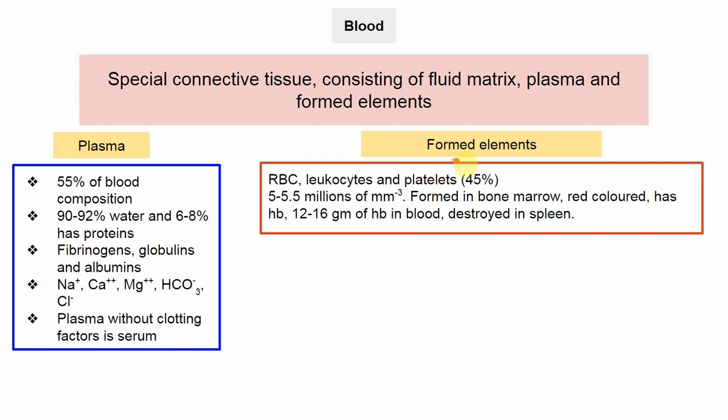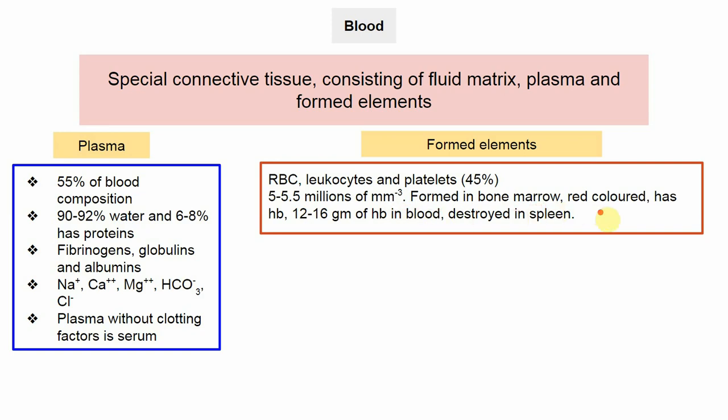So the next one we can look into is the formed elements. So you mainly find RBC, leukocytes, and platelets. All of these three make up the 45% of the blood. So looking into the RBC, the normal number of RBC in the case of a healthy human is around 5 to 5.5 million per mm cube, and it is mainly formed in the bone marrow.